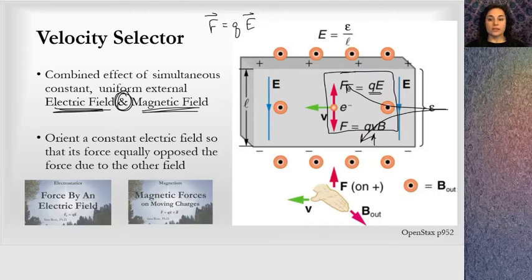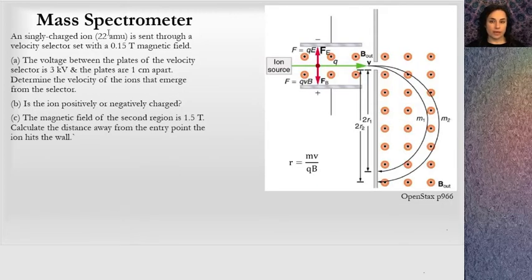We're going to take the two concepts here, the velocity selector and the circular motion for the mass spectrometer, and work them together in a problem. I picked out an example, the mass spectrometer. It says a singly charged ion, 22 AMU atomic mass units, is sent through a velocity selector set with a magnetic field of 0.15 Tesla. The voltage between the plates of the velocity selector is 3,000 volts, 3 kilovolts, and the plates are 1 centimeter apart. Determine the velocity of the ions that emerge from the selector.